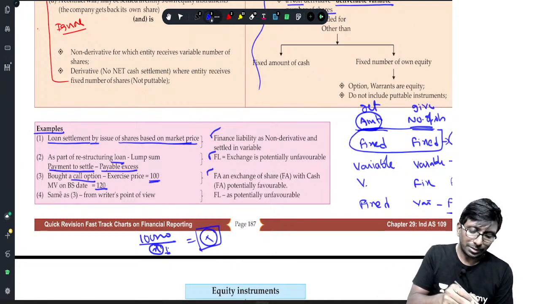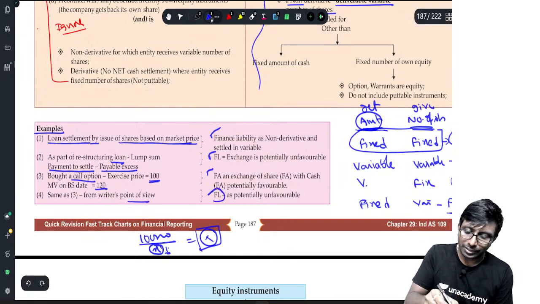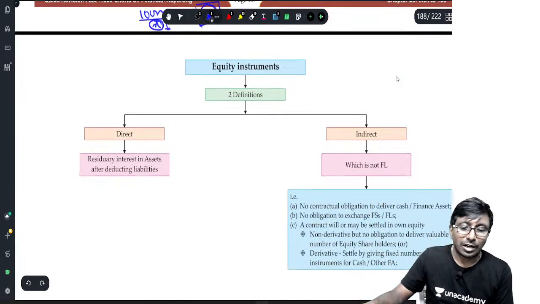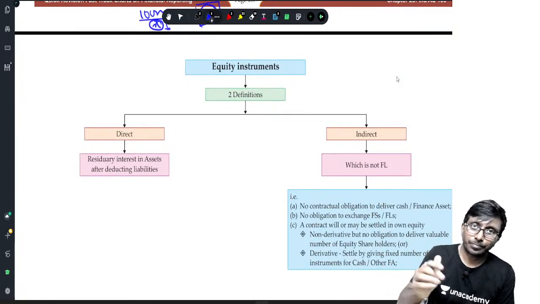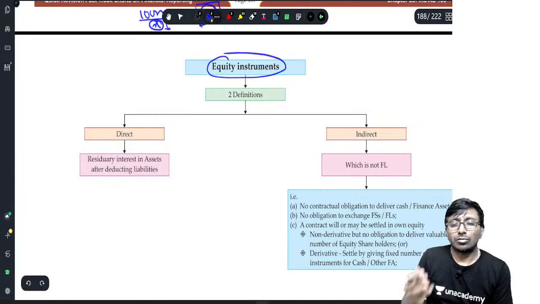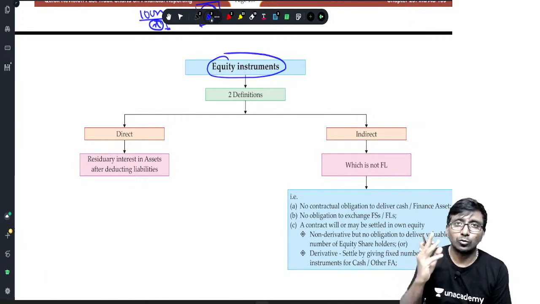Okay, right. Same as 3. From the writer's point of view, it is a financial liability because it is potentially unfavorable to him. Got it? Hope you understood. Right. Next, equity instrument. Equity instruments, we can define in 2 ways.